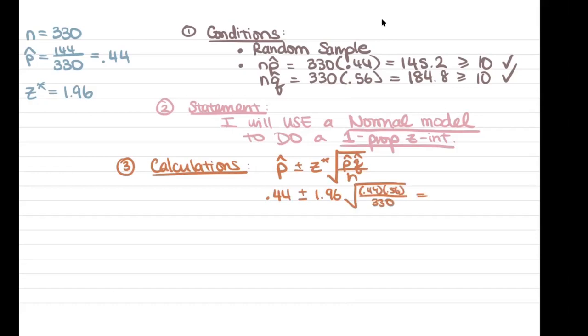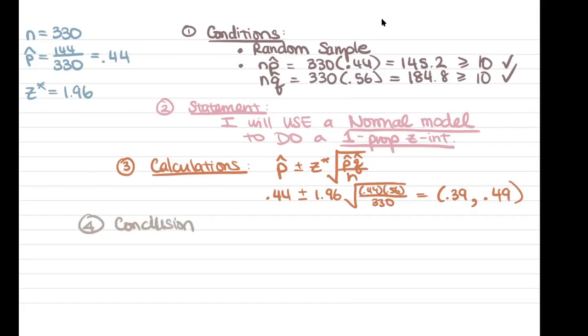And again, in the interest of time, because I trust you guys know how to use your calculators, but I would practice. There's a lot going on there. But you should get about 0.39 to 0.49, which is what I get on my calculator. All right. So far, so good, guys. Nice. Let's go to the last part, which is our conclusion.